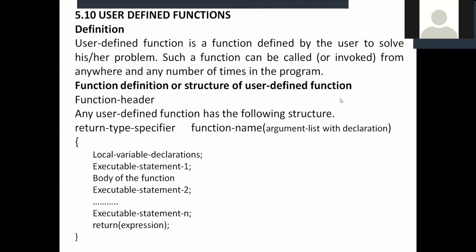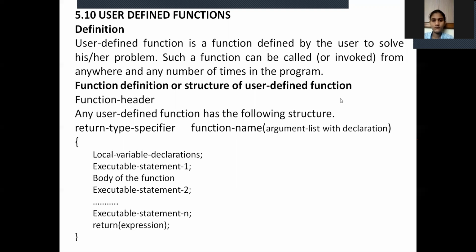Next, the function name. The function name is an identifier to identify the function in the program, because the program may contain any number of functions, and this function can be identified by its particular name. Then the third part of the first line is the argument list with declaration. The arguments used in this function should be listed in a pair of parentheses along with their data types. It contains the data type and then the argument name, which is nothing but the variable names used in that function.